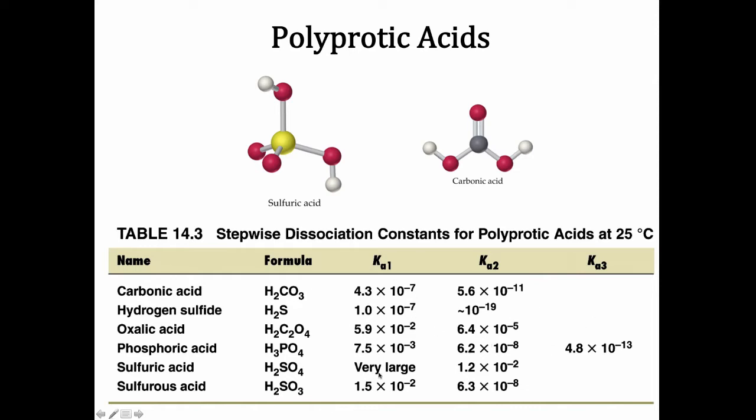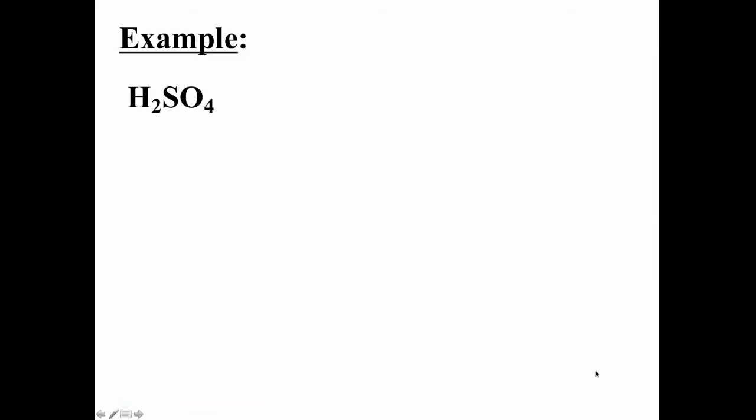Notice that there's a pretty big range of the size of the dissociation constants, Ka1, Ka2, etc. But the first dissociation constant is always bigger or a lot bigger than the second dissociation constant, which in turn is bigger than the third, if there is a third.